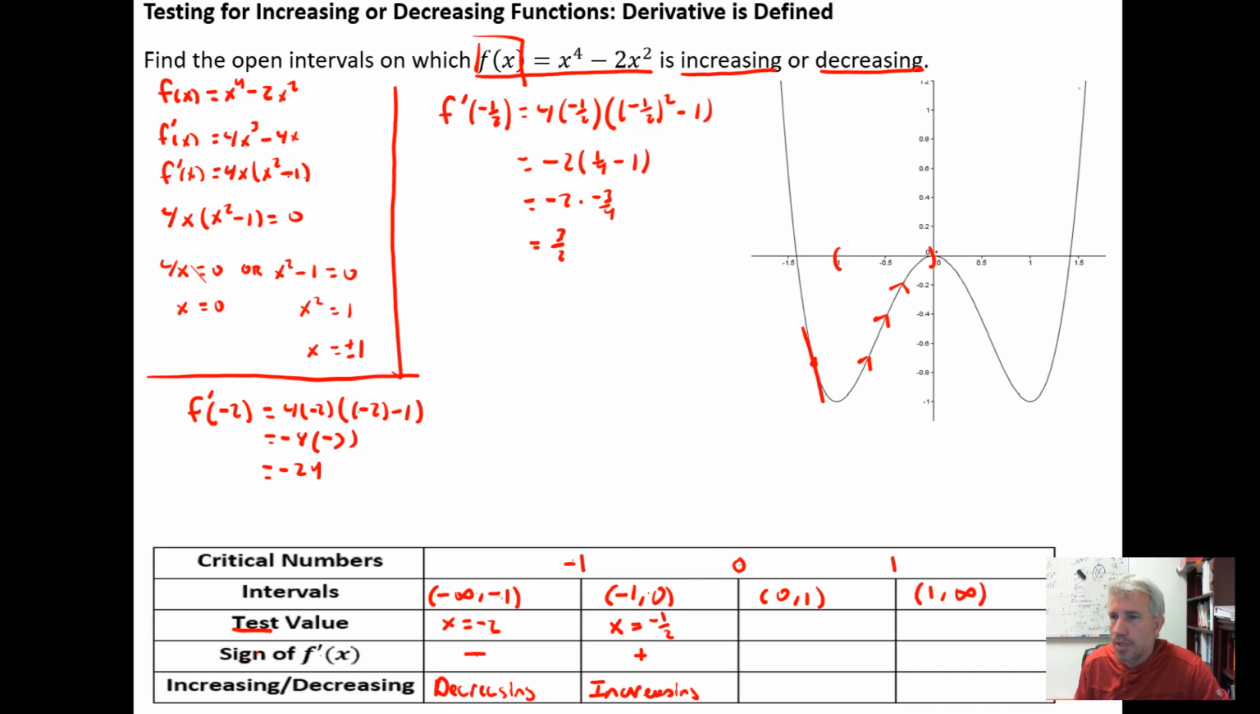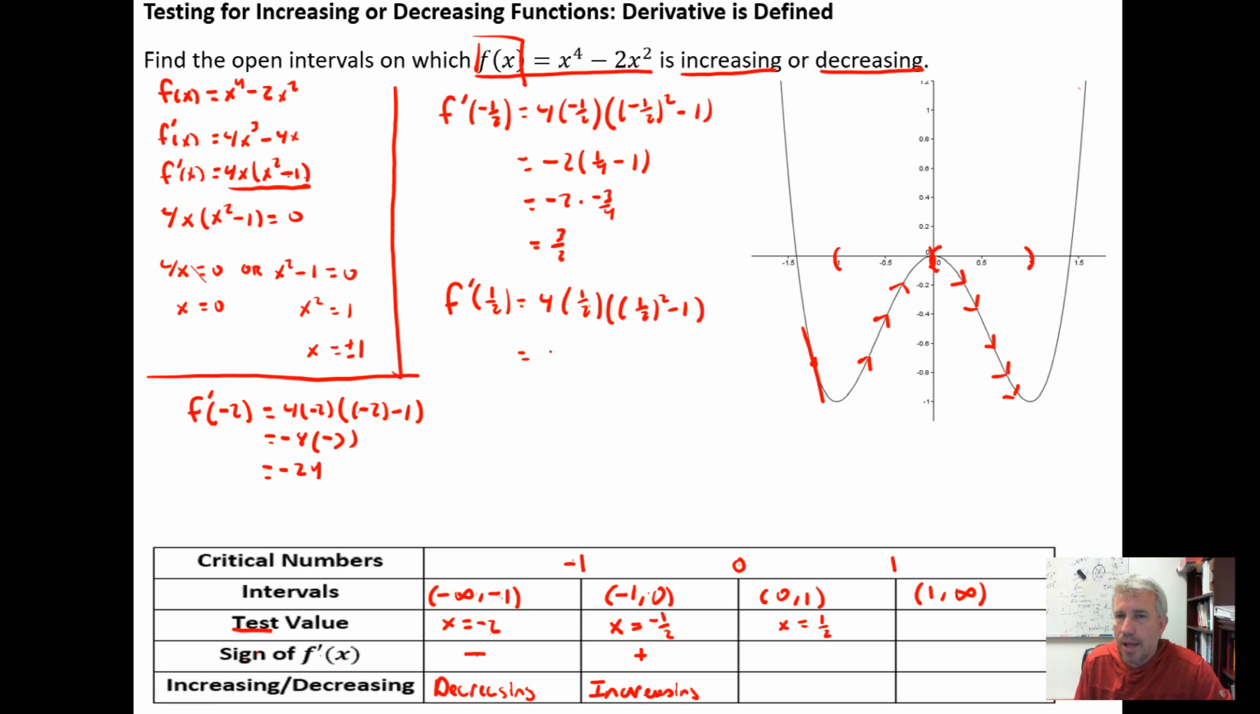And then we just step over to the next interval, the interval from 0 to 1. I can see visually that the function is decreasing, but the calculus check is going to be to pick a test value in the open interval. And it looks like x equal to 1/2 is in the open interval from 0 to 1. Plug 1/2 into our derivative, so evaluate the derivative at 1/2. So we're going to get 4 times 1/2 times 1/2 squared minus 1, just plugging the 1/2 into the derivative right here. Calculate the result. What am I going to get?